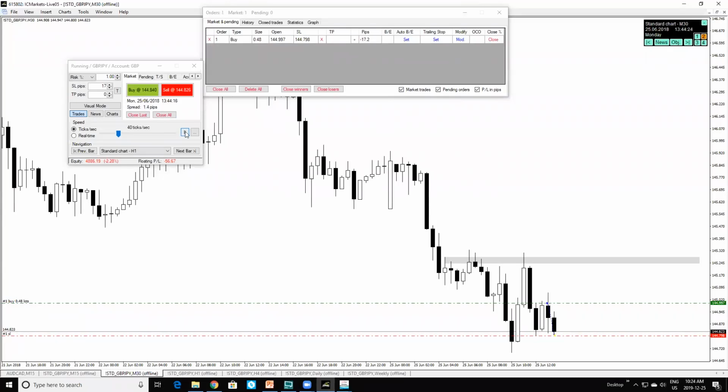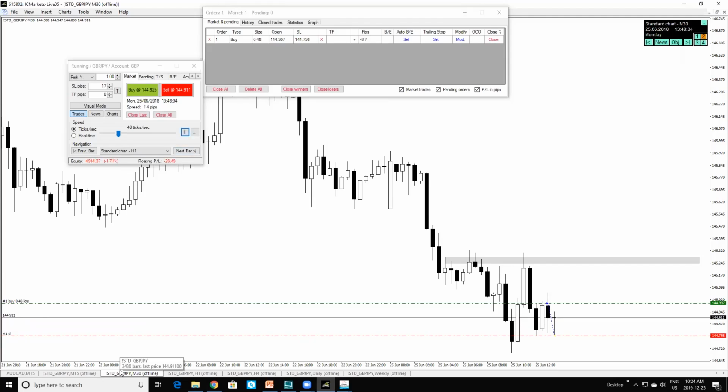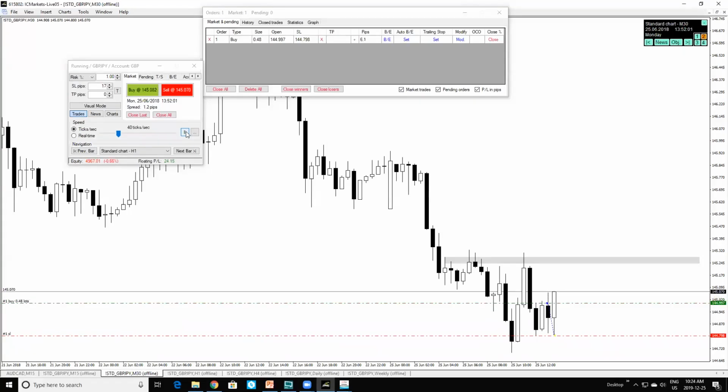Oh, position got stopped out. So that was uncalled for, actually. I mean, it shouldn't have stopped us out. But if it starts to go bullish, we could see continuation here. Oh, I think that stop was way too low. That stop was way too tight.